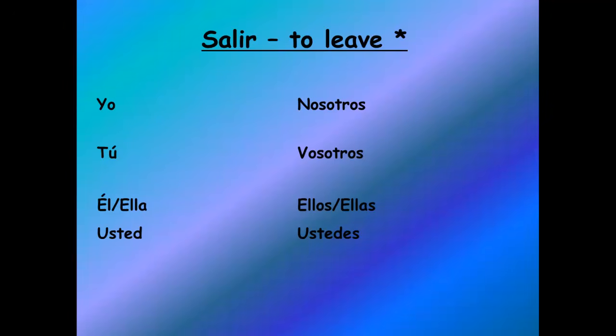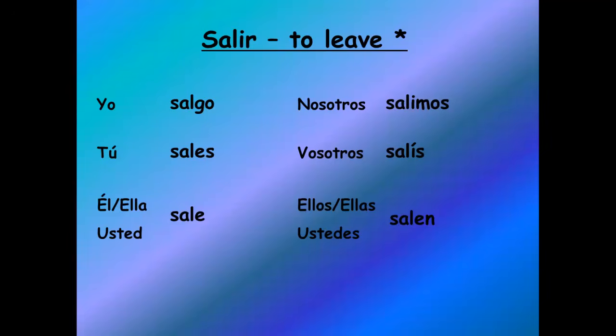Salir, which means to leave, ends up being salgo, sales, sale, salimos, salís, and salen. You do not pronounce the la usted form as sale. It's sale. You have to stress the A.